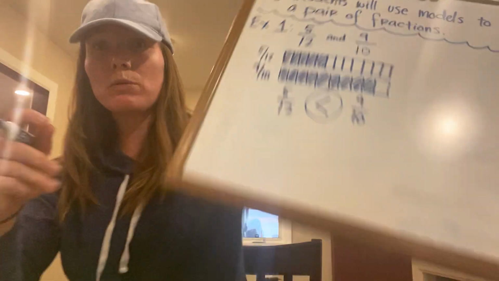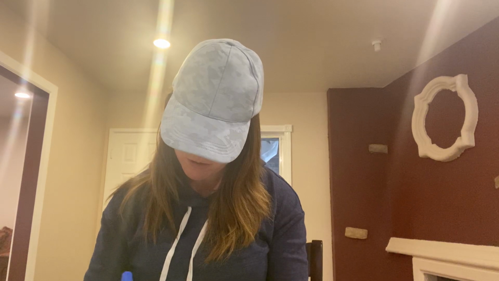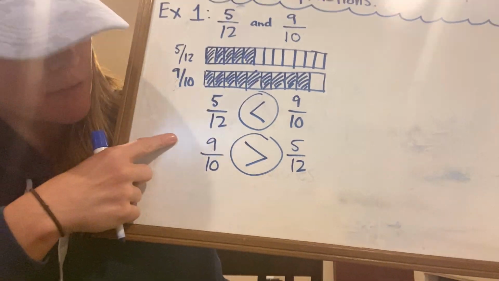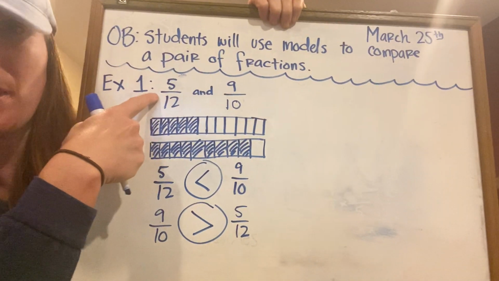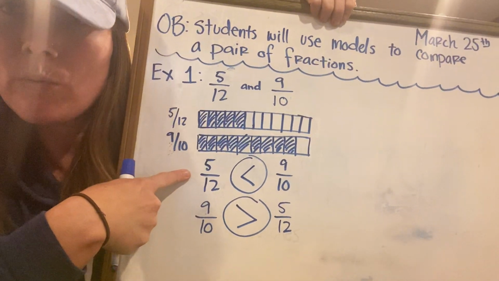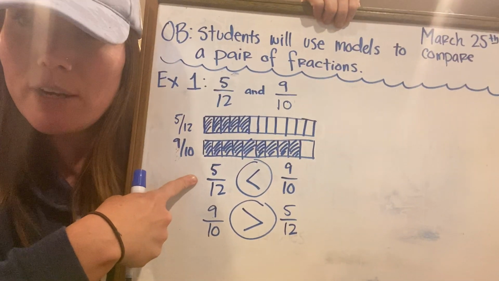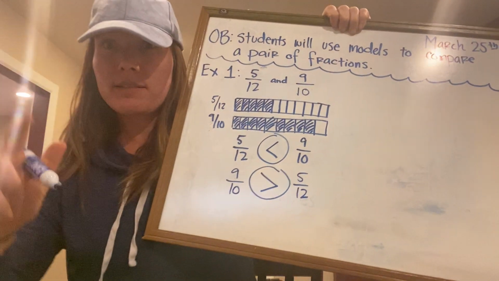So I'm going to show you what that would look like. Again, same fractions, different order. 9/10 is greater than 5/12. But again, the original problem gave us these. Because 5/12 came first, we know that 5/12 is a smaller fraction, so you write less than. Okay, so that's example 1. I'm going to do example 2.